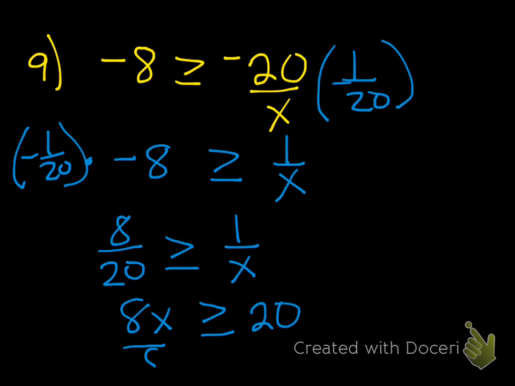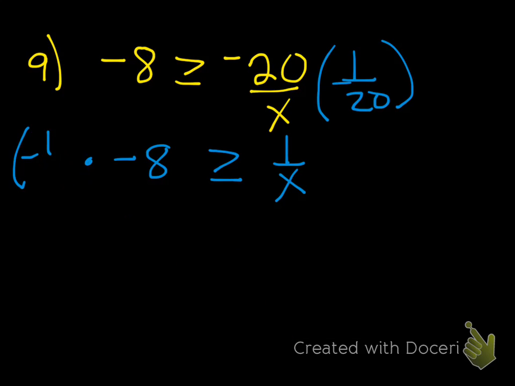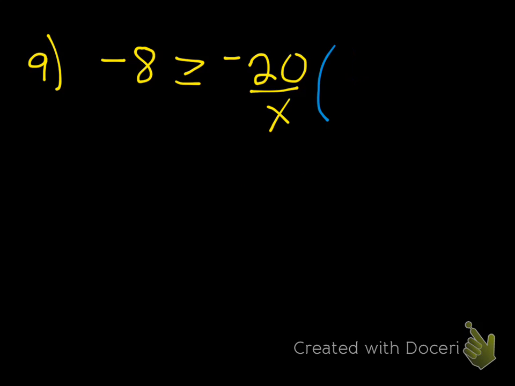Then you divide both sides by 8, so you get x is greater than or equal to 20 over 8, which is 2.5. Okay, that's one way. I'm going to go ahead and show you another way, but this might be one that you might want to come in and talk to me about because it's a little bit hard to deal with. Okay, here's an easier way to do it.